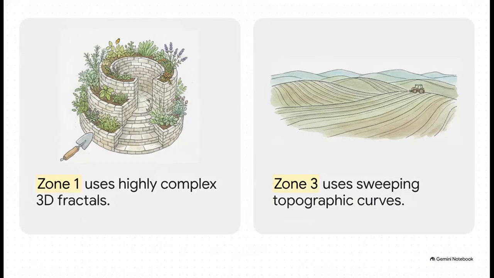So, the really crucial takeaway here is how permaculture adapts its geometry to fit the scale of the environment. In Zone 1, we fully embrace intricate, manual 3D fractals, like the herb spiral. But as we move out to Zone 3, we transition into these sweeping, mechanically efficient topographic curves. The core principles of maximizing edges and energy flow remain exactly identical, it's only the geometry that scales up.